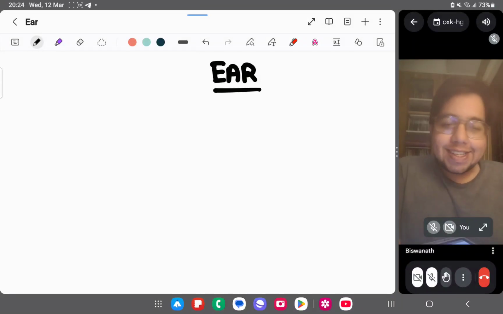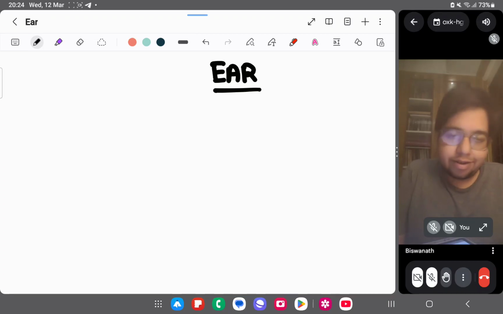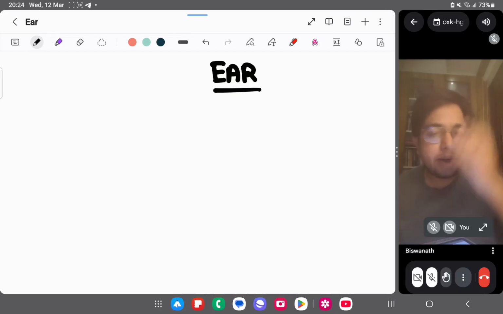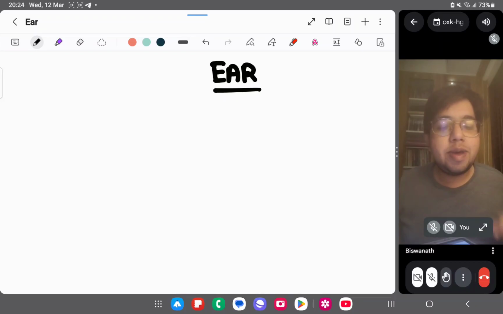Hello and welcome, guys. In today's session on the ear, the anatomy of the ear, we're going to understand the anatomy of the ear in a very simplified manner. This will be a very important topic if you are targeting NEET PG, INICET, and all such exams, and also for your anatomy first year examinations, as well as your ENT part.